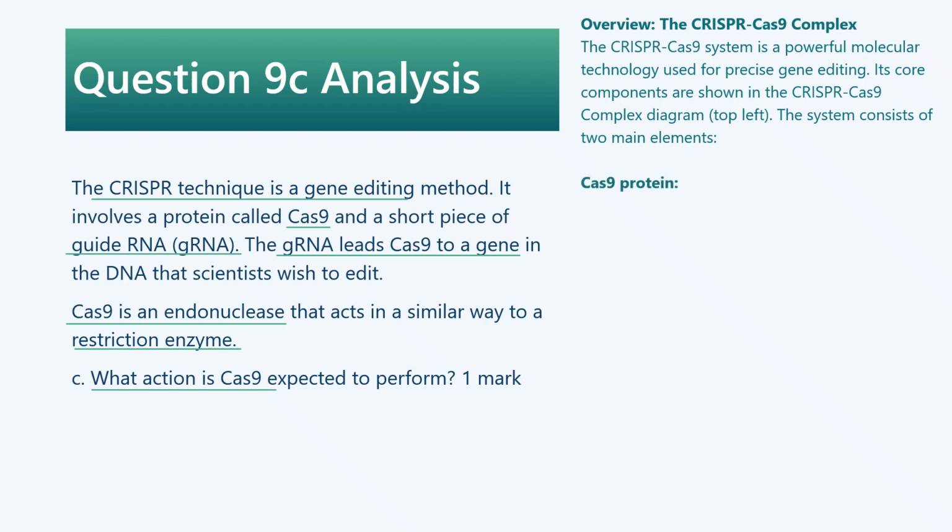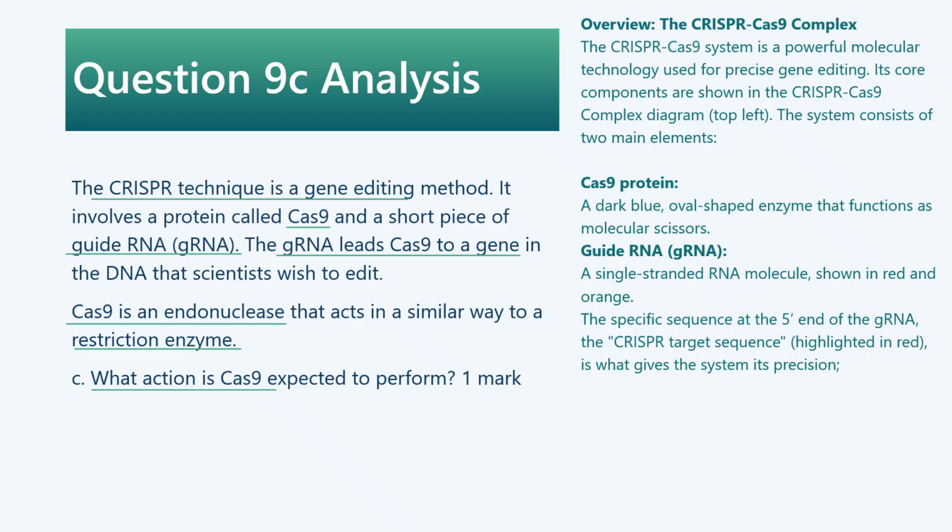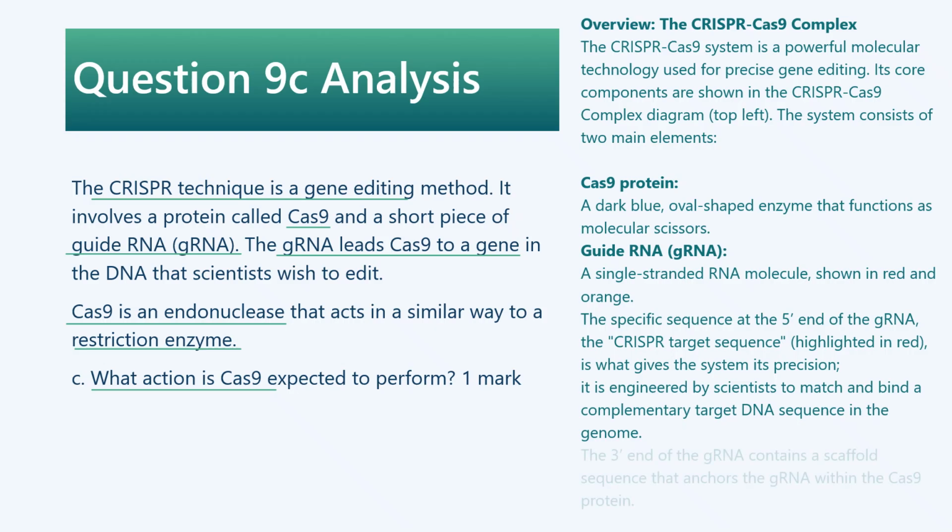Cas9 protein, a dark blue, oval-shaped enzyme that functions as molecular scissors. Guide RNA, gRNA, a single-stranded RNA molecule, shown in red and orange. The specific sequence at the 5' end of the gRNA, the CRISPR target sequence, highlighted in red, is what gives the system its precision. It is engineered by scientists to match and bind a complementary target DNA sequence in the genome. The 3' end of the gRNA contains a scaffold sequence that anchors the gRNA within the Cas9 protein.